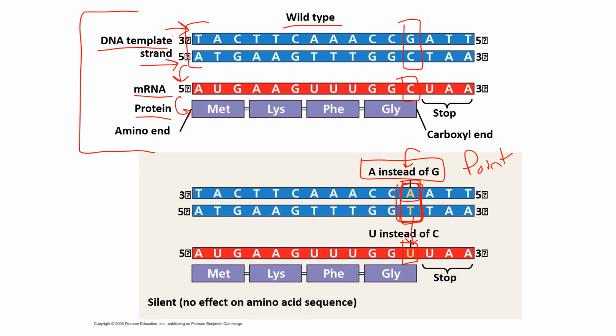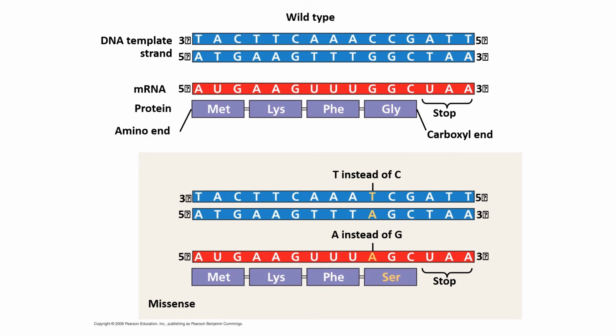But when you actually go through and translate this, you end up with the same exact protein. The last amino acid in the wild type protein was glycine, and it is still a glycine. So we refer to this as a silent mutation. There is a mutation, the DNA has been altered, but the resulting protein product is unaffected. So there should be no effect on the cell, and the cell should be able to function the normal way.